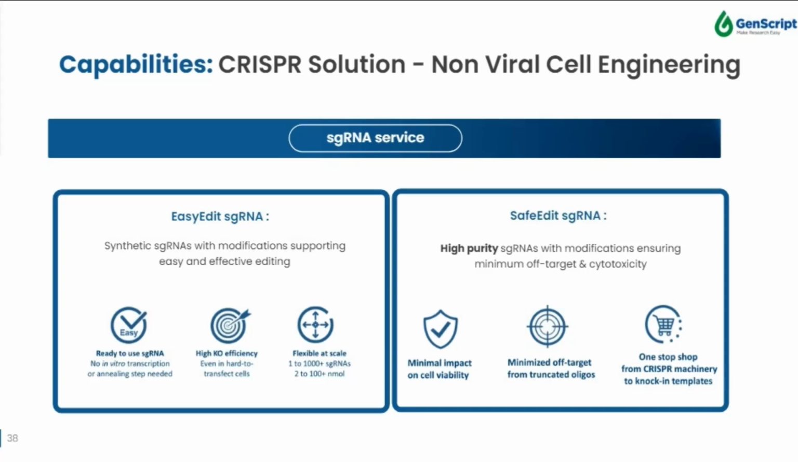And synthetic sgRNA is a single oligonucleotide which is available in ready-to-use form, and it eliminates the need for cloning and sequencing. It's also the best option for complementary DNA-free gene editing when combined with the Cas9 protein.